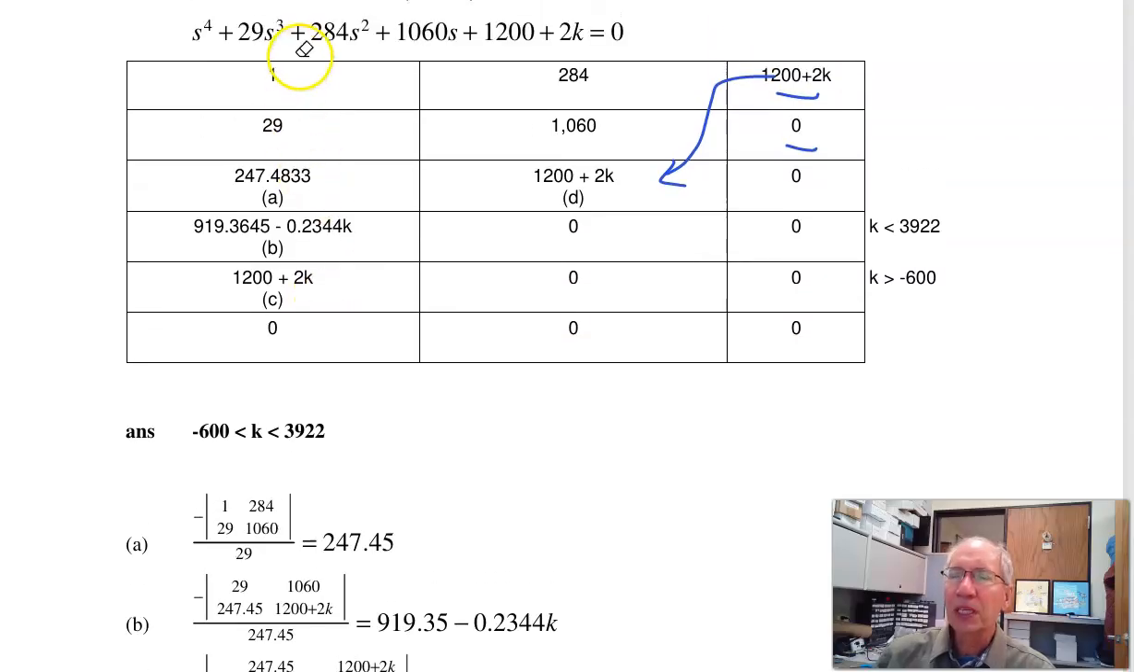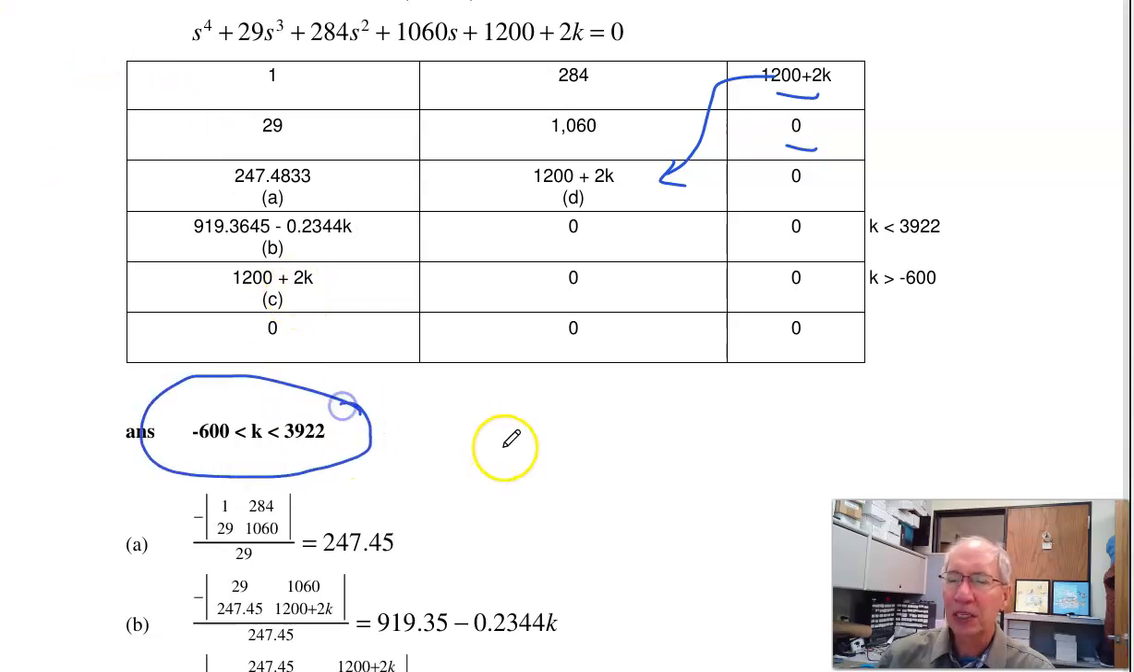For stability, there can be no sign flips in the first column. So positive, positive, positive. This has to be positive, meaning k is less than 3922. And C has to be positive, meaning k is greater than minus 600. So the net result is k is between minus 600 and plus 3922. That's Routh criteria. It tells you the range of k for stability.